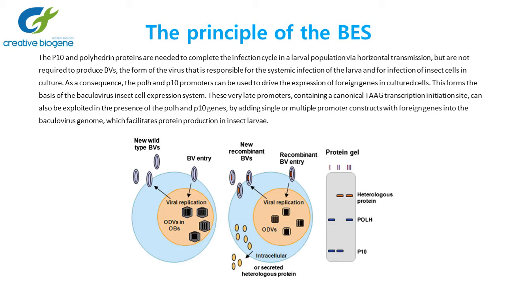These very late promoters, containing a canonical TAAG transcription initiation site, can also be exploited in the presence of the POL and P10 genes, by adding single or multiple promoter constructs with foreign genes into the baculovirus genome, which facilitates protein production in insect larvae.